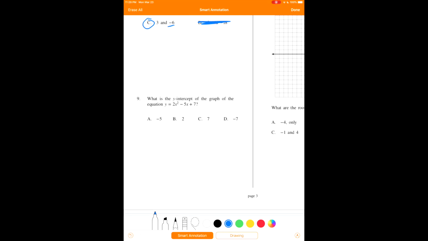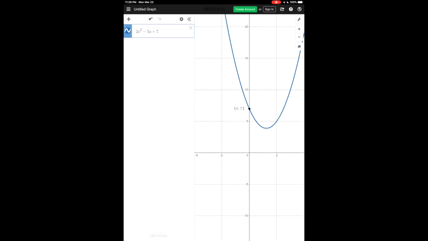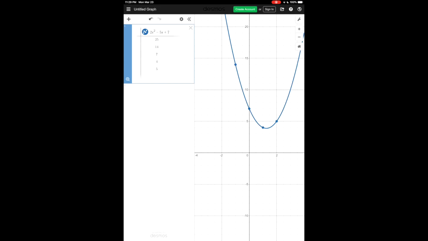Number 9, what is the y-intercept of the graph of the equation 2x squared minus 5x plus 7? I'm going to go to my calculator. 2x squared minus 5x plus 7. A couple ways I can do this. I can look at my graph and see where it crosses the y-axis, which is 0, 7, so my y-intercept would be 7. The other thing I can do is go to my table, and inside my table, whenever x is 0, that y value is your y-intercept. So my y-intercept is 7.